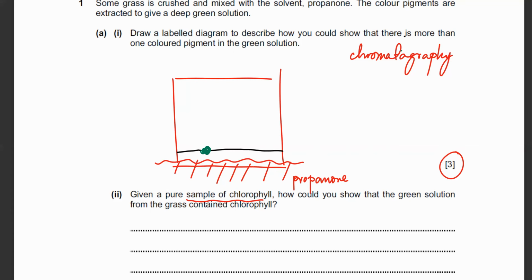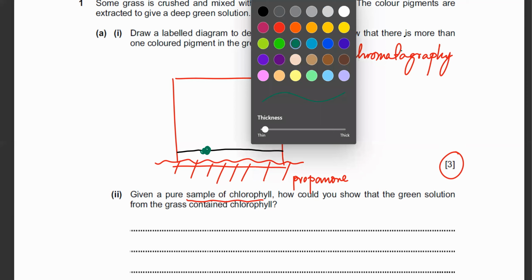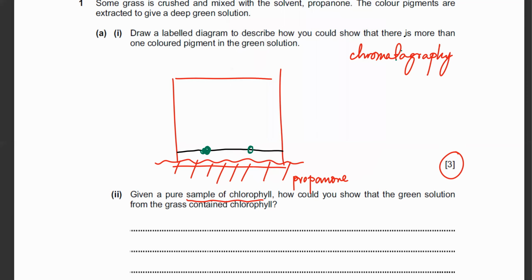So this one is coming from the grass, and you're also, at the same time, over here. They've told us that you're given a pure sample of chlorophyll. So let's say this is the pure sample of chlorophyll, which you already have, and this is the sample that you got from grass. You crush the grass and the color pigments are extracted to give a deep green solution. But anyways, chromatography is happening.